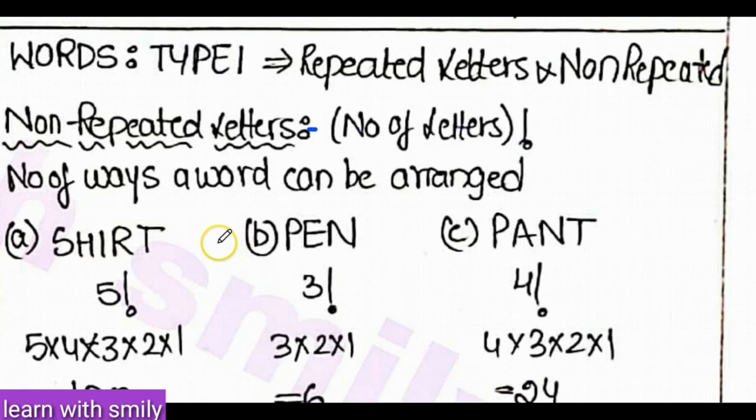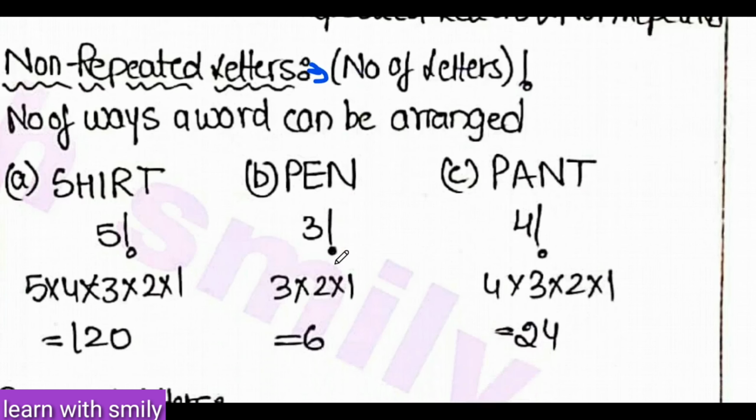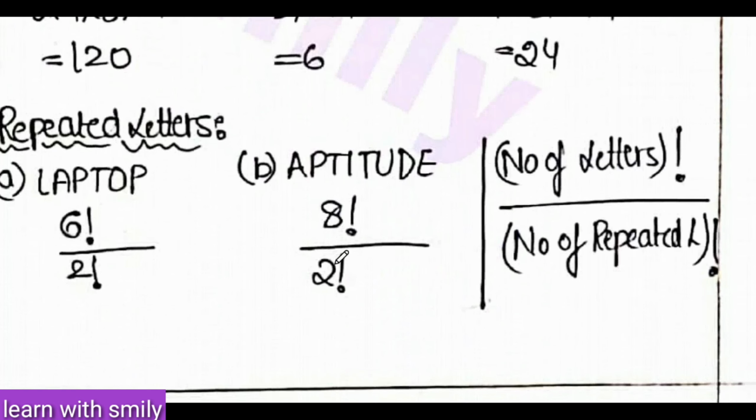For these types of words, the simple formula is the number of letters factorial. Got it? So how many letters are there? Since we have 5 letters in shirt, it is 5 factorial. As we have 3 letters in pen, it is 3 factorial. So like that we will calculate. Got it?